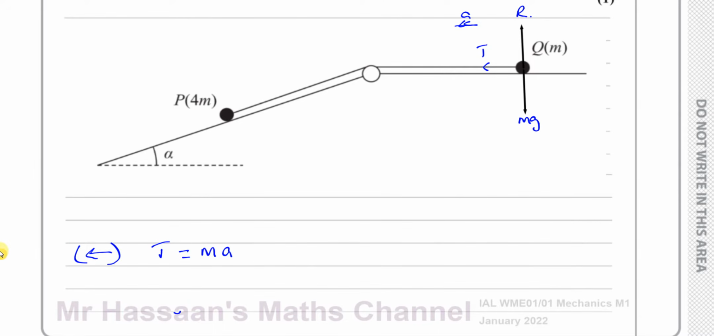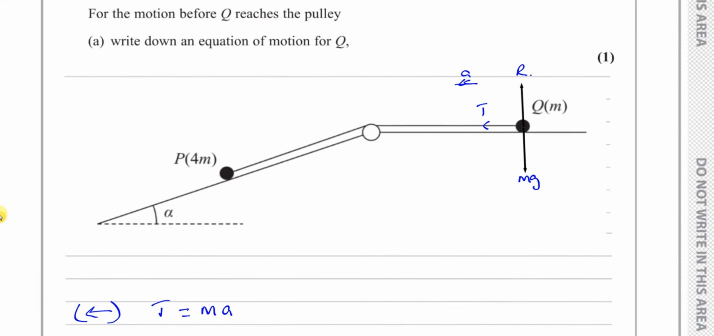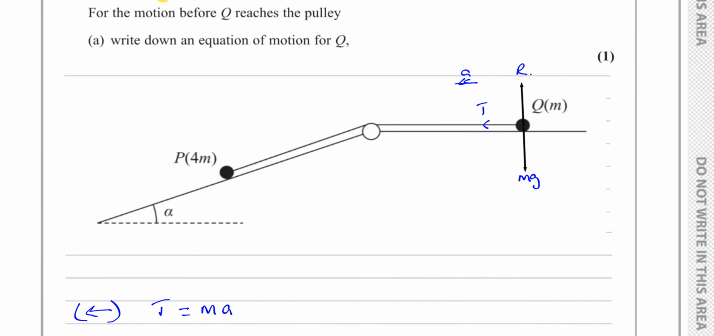Now I'm going to draw the other forces as well, because part B asks us to find the tension in the string. So I'm going to draw the forces acting on P on this same diagram and use it for part B. The forces acting on particle P are its weight, which is straight down, 4mg, and the reaction force between the surfaces, which acts perpendicular to the surface. I'll call it R for now. You also have the tension in the string.